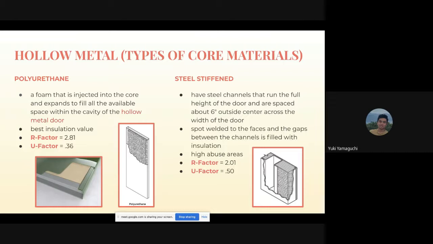The fourth is the steel stiffened. It has steel channels that run the full height of the door and are spaced about 6 inches outside center across the width of the door. It is spot welded to the face and the gaps between the channels, and it is filled with insulation. It is mostly used for high abuse areas.